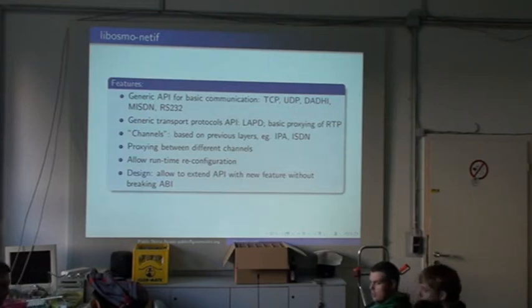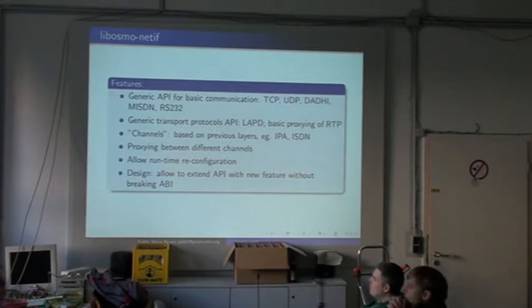Exactly, yeah. So, well, basically the features of libosmo-netif are that generic API for basic communication. Currently supports TCP, UDP, DAHDI, MISDN. DAHDI, I'm working on it now that I got the card. And mISDN, I don't have the card, but I'll get it, so I'll support it. And also RS232. There is still some code in the Osmo core from Sylvain, so I have to talk to him to see how we can manage to get those codes matched.